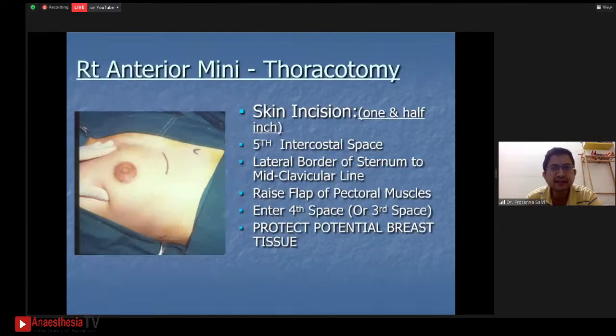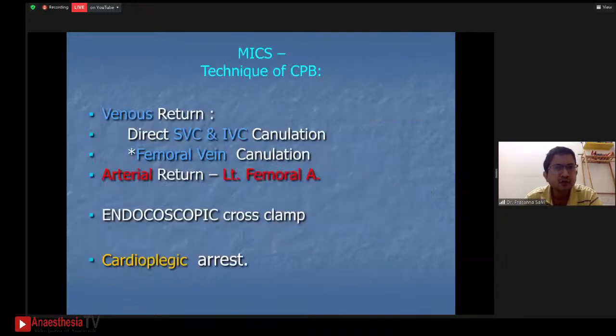So as you see, the skin incision is just maybe 1 or 1.5 inch, usually in the 5th intercostal space along the lateral border of the sternum or the mid-clavicular line. And we raise the flap of the pectoral muscles and we enter either into the 4th space or the 3rd space. And in females, we take more care because we protect the potential breast tissue.